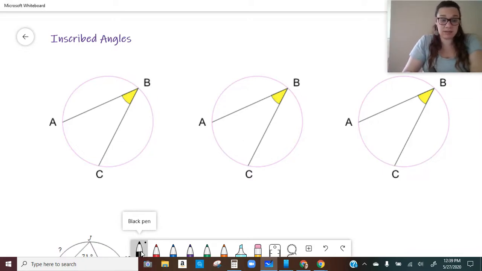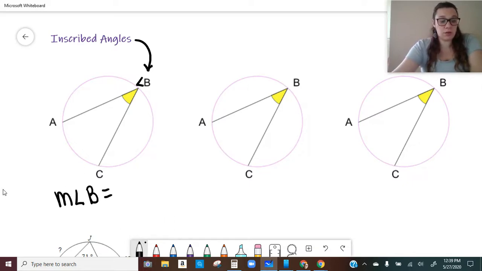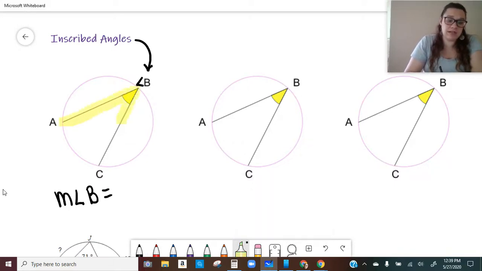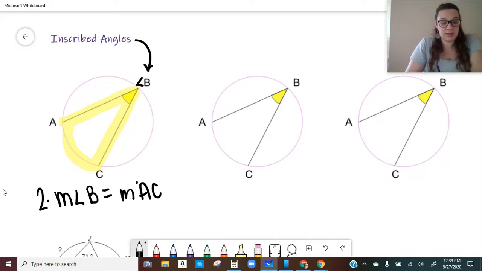First off, angle B is an inscribed angle. So that's what we call angle B. And then this is arc AC. We've talked about arcs before. So here's the deal. If you look at the measure of angle B, it is equal to double the measure of the arc's angle. So notice how it's kind of like a flashlight is what I think about. So this flashlight projects out to this AC. This arc that's included in it is just double that angle measure. So 2 times the measure of angle B equals measure of arc AC.